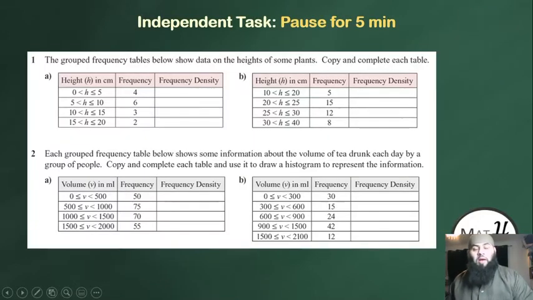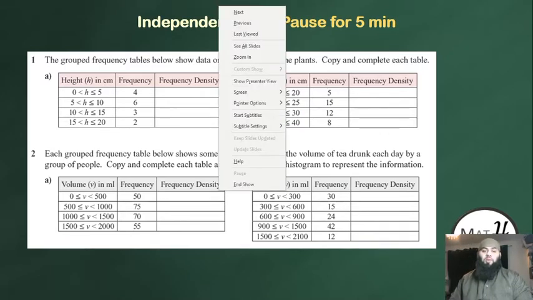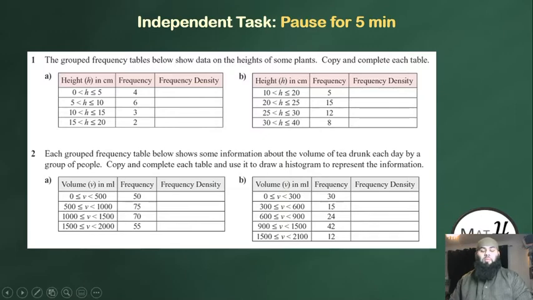To move on, I'm going to give you a couple of questions to do from what we did in the first lesson. So what I would like you to do is pause the video for 5 minutes and have a go at these questions to find the frequency density. And the second question talks about plotting histograms.